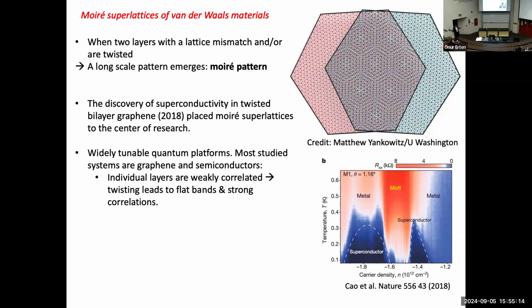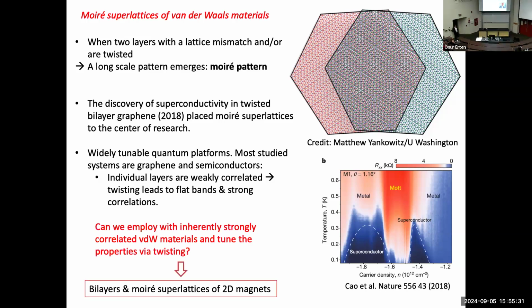But most of these systems that people use are semiconductors or graphene, which, if you look at the individual layers, are weakly correlated. And when you twist them, you get these strong correlation effects. But what I would like to investigate is what if, instead of taking two weakly correlated layers, we start with two already strongly correlated layers and twist them and see how their properties can be controlled?